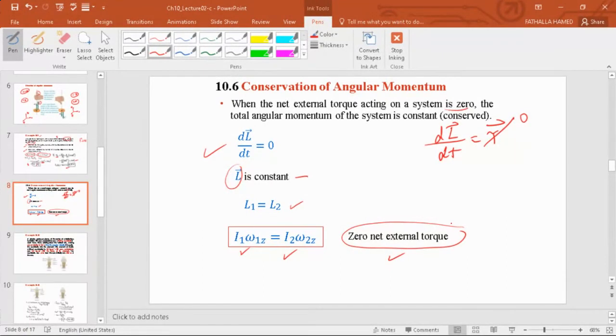We've seen a similar relation in chapter 8 when we said that F should equal dP/dt, and when we have no external forces, this is equal to 0, and that implied that P1 should equal P2. That's in the case of linear momentum. This is now in the case of angular momentum. Is this clear? Any question on this?